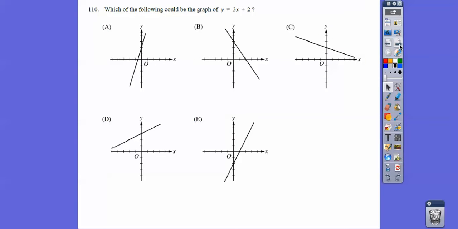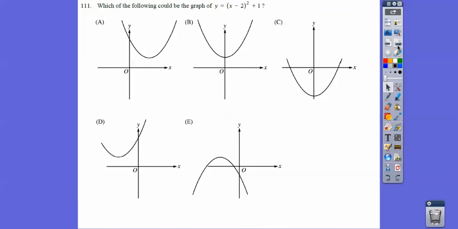Okay, so which following could be the graph of y equals 3x plus 2? Okay, so plus 2, this is my y-intercept. It's not that one. It's not that one. It's not that one. So it's either this one or this one. So the slope is 3. A positive slope goes up. It's this one right here. So 3 over 1 is the same as negative 3 over negative 1. So you can go down 3 to the left 1, okay? So it's choice A, okay?